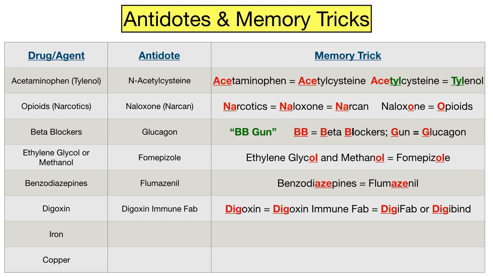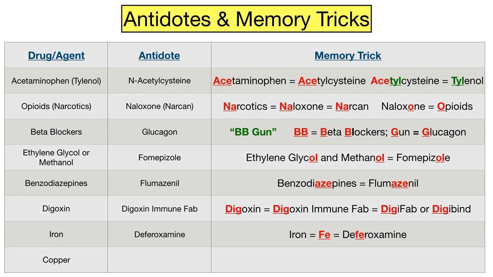The next toxicity on our table is iron. Do you know the treatment for iron toxicity? It's deferoxamine. The easy way to remember this is to think of the abbreviation for iron on the periodic table, which is Fe. Deferoxamine contains the letters Fe in it.